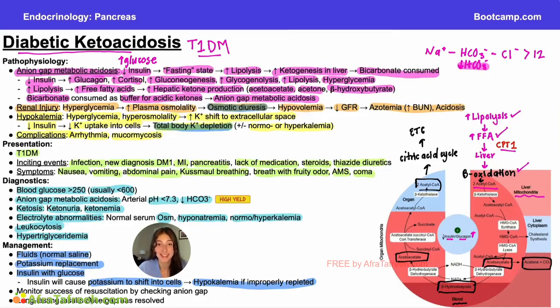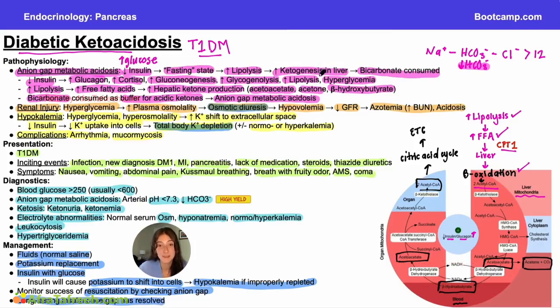We monitor the success of resuscitation in DKA by checking the anion gap. So keep looking at the anion gap, and this anion gap should normalize, and that'll be the sign that you have treated their DKA well. Once their anion gap has resolved, then we can start them on long-lasting insulin and begin an insulin regimen if it's their first time presenting with diabetes.